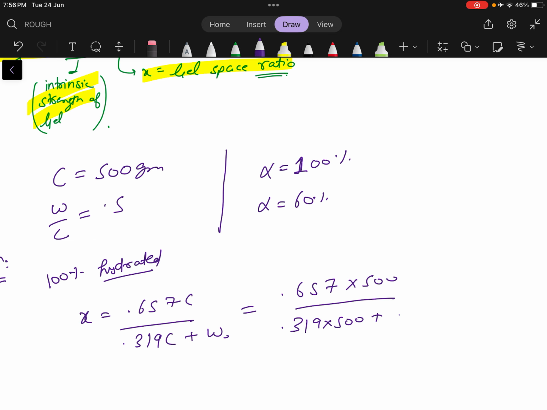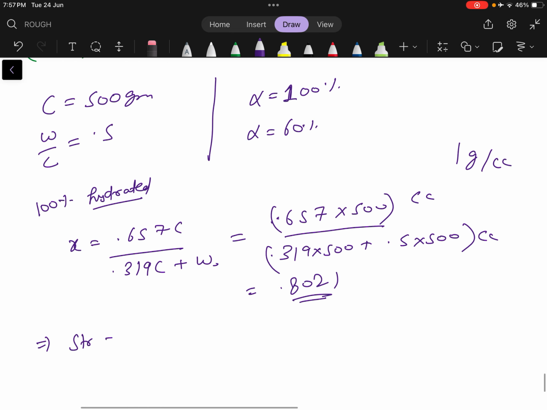We see that 0.5 into 500 gram of water is there, and the density of water is 1 gram per cc. So this much cc of space and this much cc of gel. So calculate 0.319 into 500 plus 0.5 into 500, inverse multiplied by 0.657 into 500. It comes out to be 0.8021.